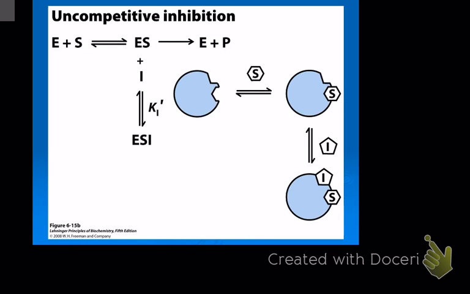Because remember, Km is substrate binding, and now instead of having just free substrate and ES, we have free substrate, ES, and ESI. So it's going to affect the Km that way. It's going to affect the Vmax because even if the substrate binds, it cannot necessarily go on to make product. And so this is the hardest one for me to draw, especially to draw it well.